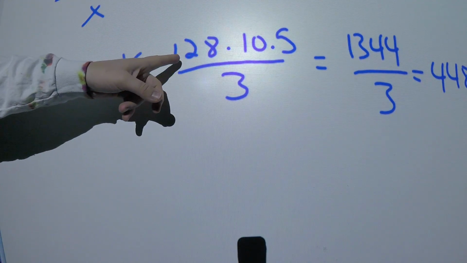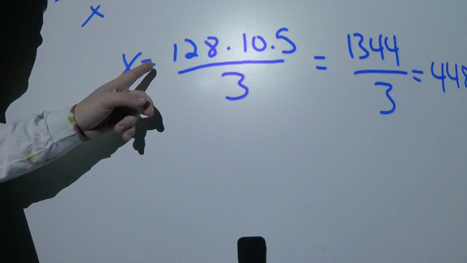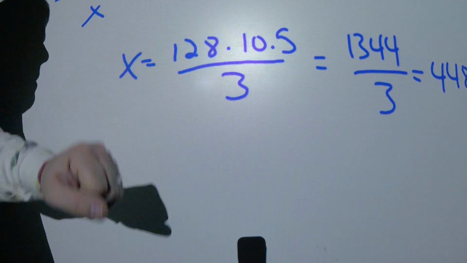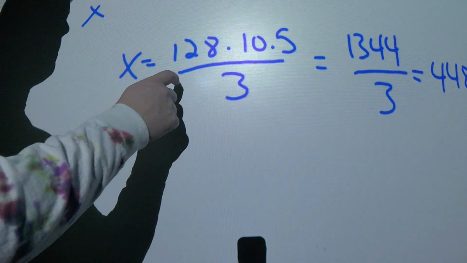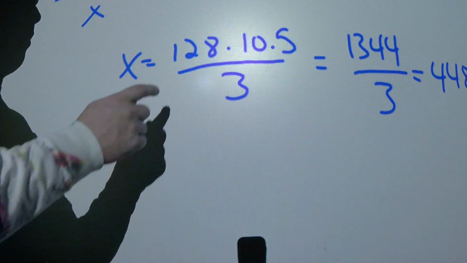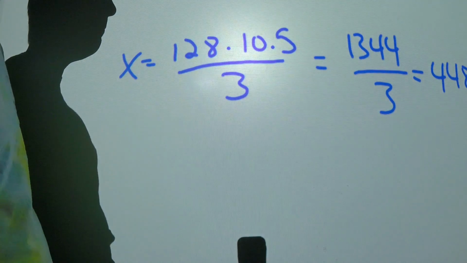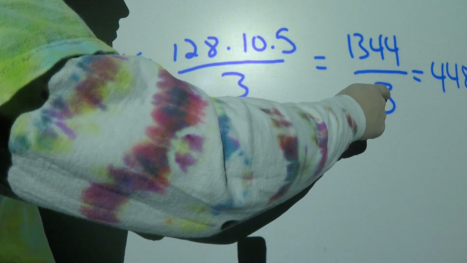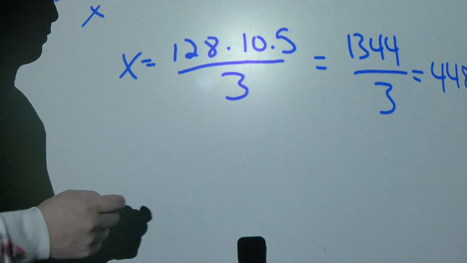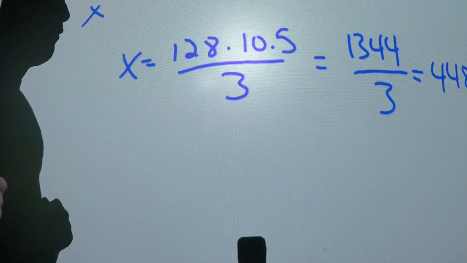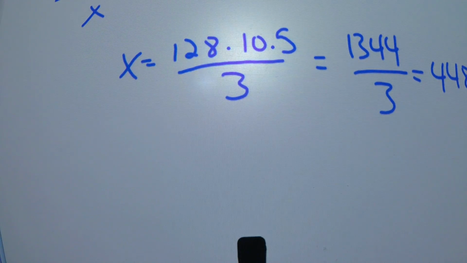So here I've got it already solved for you. X is equal to 128 times 10.5 divided by 3. Well, 128 times 10.5 is 1,344 over 3. And so when you take 1,344 divided by 3, you get 448 kilometers. So the actual distance between the 2 cities is 448 kilometers.